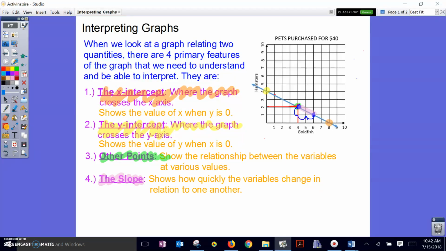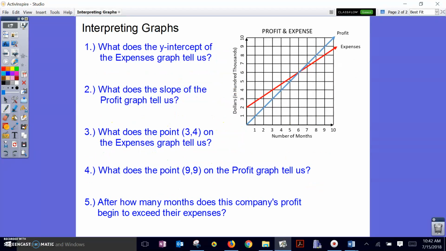All right, one more example. We're going to look at a double graph here. In this graph, we've got the profits and expenses for a particular company a certain number of months after they opened up. We've got the number of months along the horizontal axis and their profit and expense in hundreds of thousands of dollars along the y-axis. And we can interpret these graphs. We're just going to go through and answer these 5 questions.